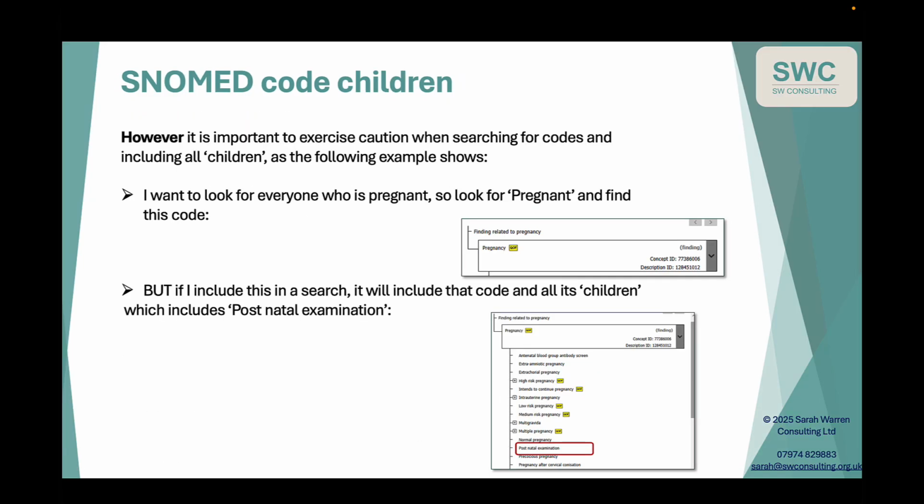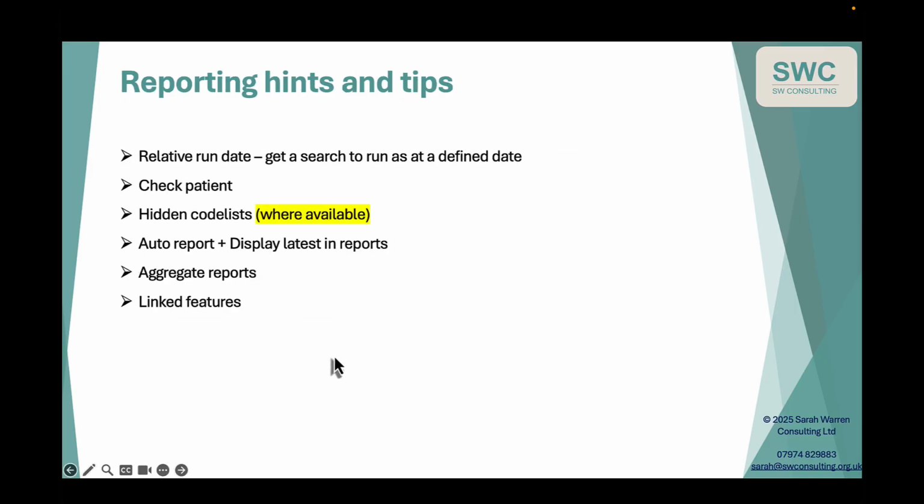In this example here, I want to find pregnant people. So I pick up pregnancy. However, if I include all of its children, you'll see here it's also including postnatal examination, which is obviously a post-pregnancy code. So you do need to review the children that you're including and be clear that you are looking to include all of its children. Very good practice is to not include the children, but to pull each code in individually.